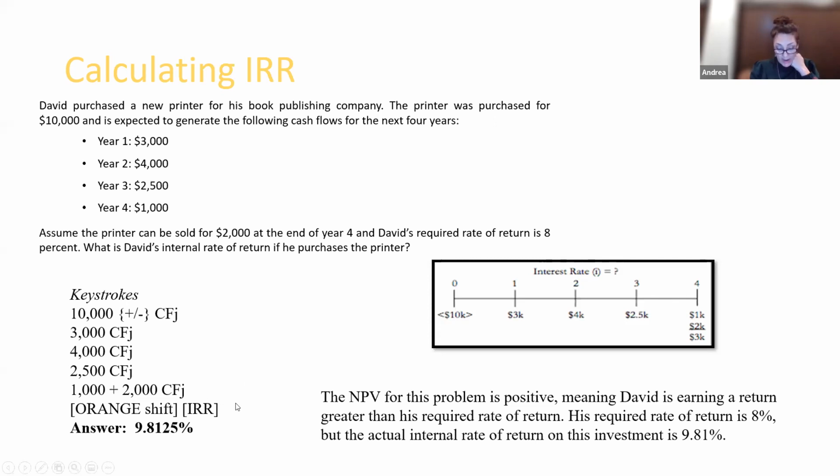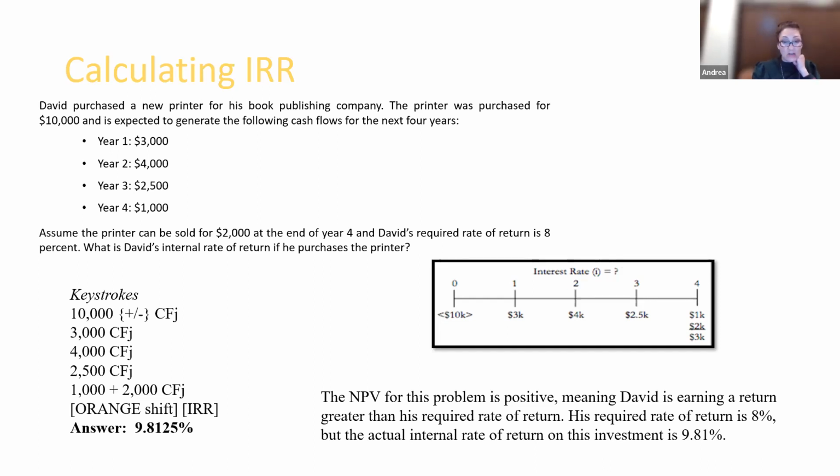So we would input all of those variables, but instead of solving for NPV, you would be solving for IRR. That key is to the left of the net present value key on your calculator. So it's the second row, middle button. In white, it says CST, and in the orange, it's IRR/YR. So that's the button that you're going to use to solve for internal rate of return.